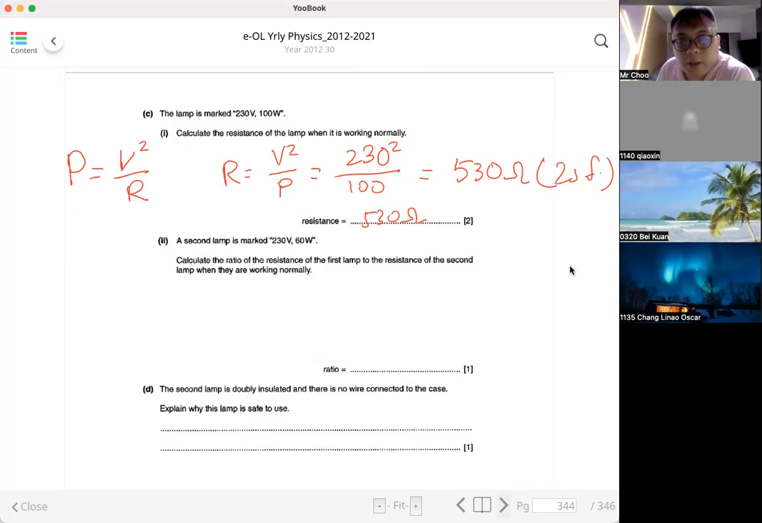Okay, Qiao Xing, your part 1 is correct. Part 2. Are you able to simplify your answer for part 2? And then it is asking you the ratio between the resistance of the first lamp and the resistance of the second lamp.